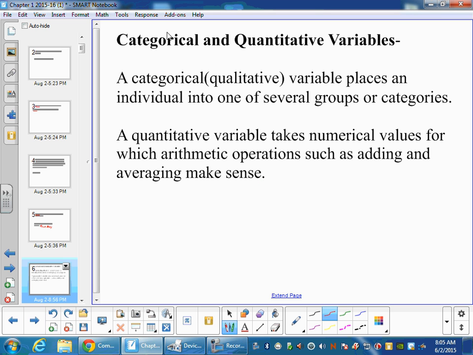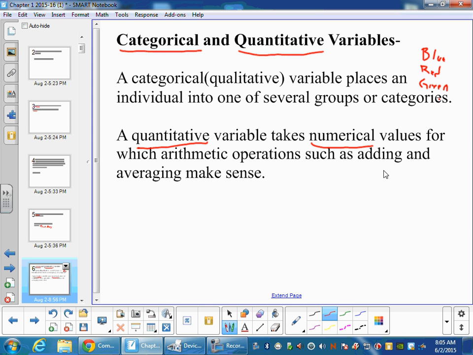Now we need to check to see if our data comes from categorical variables or quantitative variables. Categorical variables are variables where the individuals are put into groups. Like if I asked you your favorite color, you would say blue, red, green, whatever your favorite color is. I hope you might be more interesting than the colors like this, but if I wanted a quantitative variable, they take on numerical values.